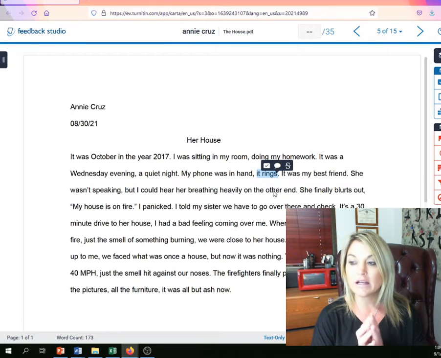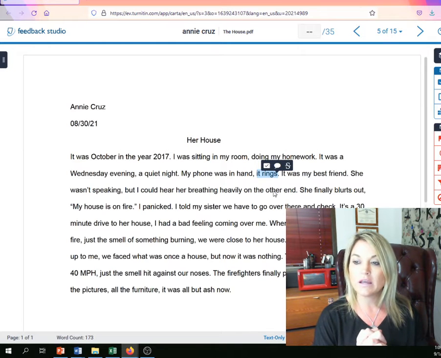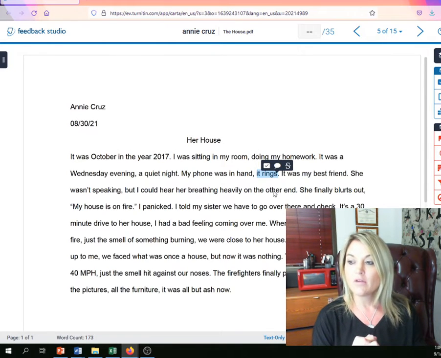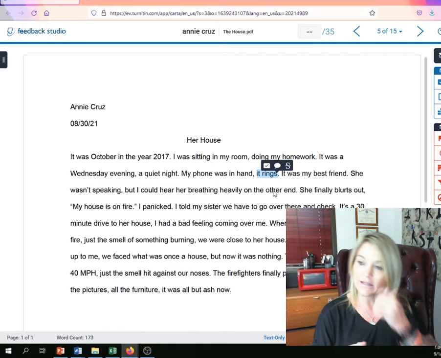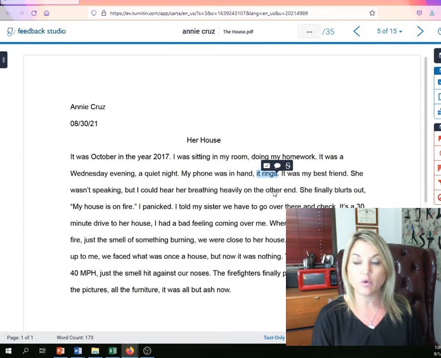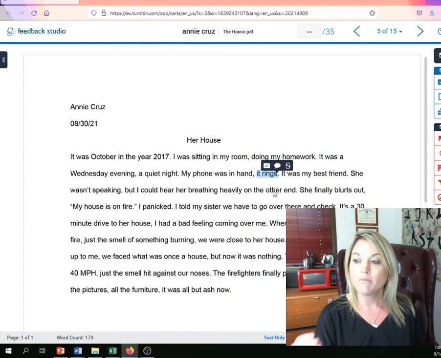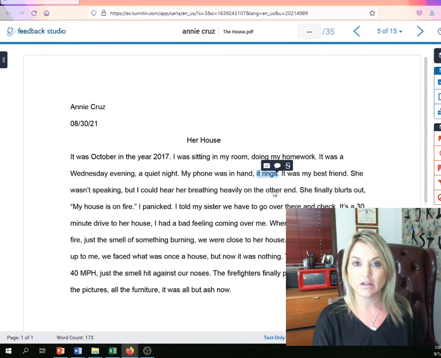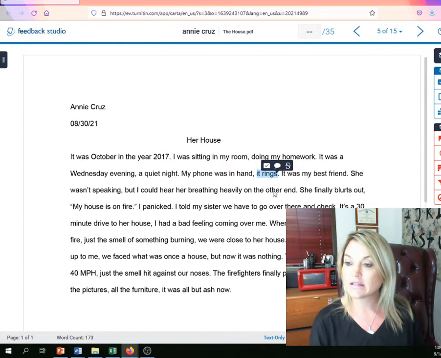The next thing I notice within this paragraph is that you have to be careful with switching tenses. Your phone was in your hand, that's past tense, and then you say it rings, that's present. So you're switching tenses. This was all in the past tense, so I would write it all in the past tense. Go through and look at your verbs. "My phone was in my hand; it rang. It was my best friend."